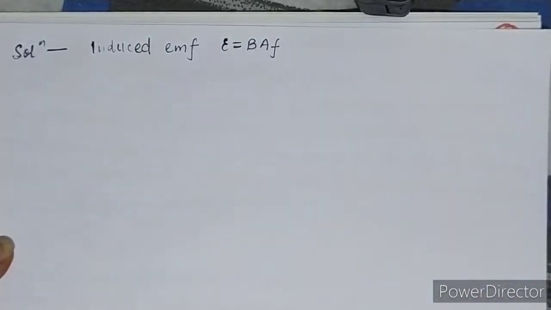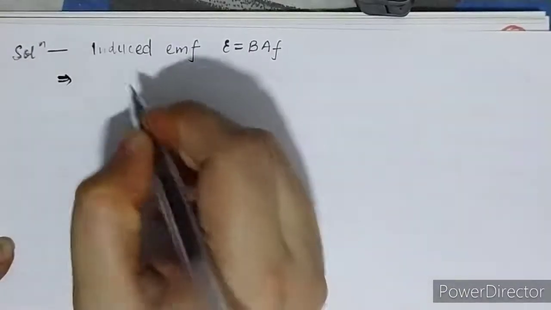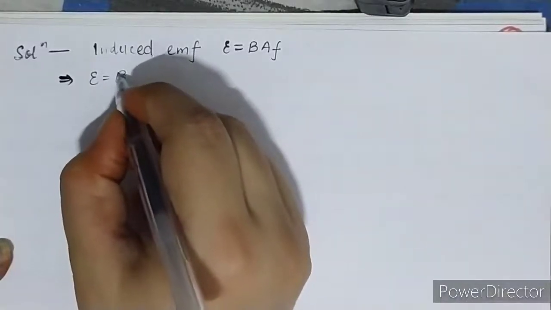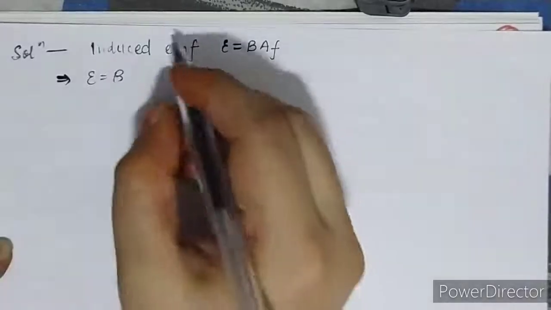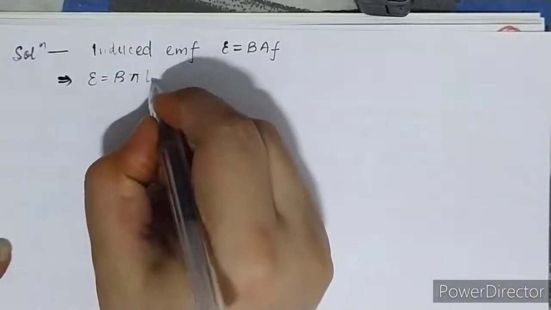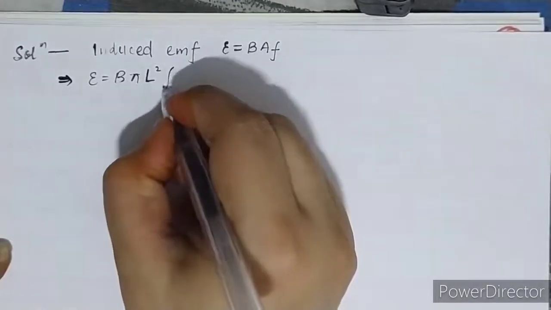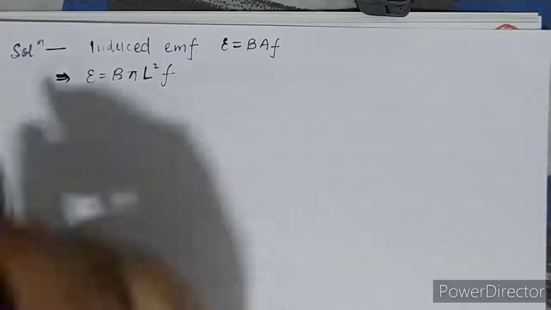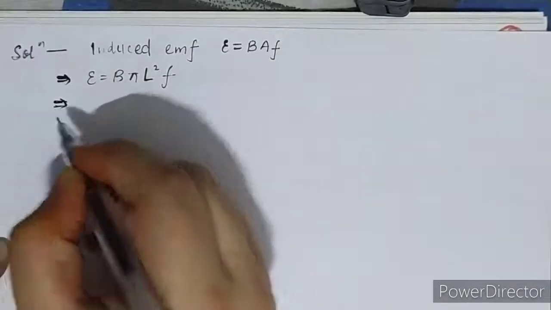Okay, and in this the area is your pi r square, so E is equal to B. In place of A, area, we have the dimension, so area will be your pi L square, okay, and F, the frequency. Clear? Now we have to put all those values, okay.